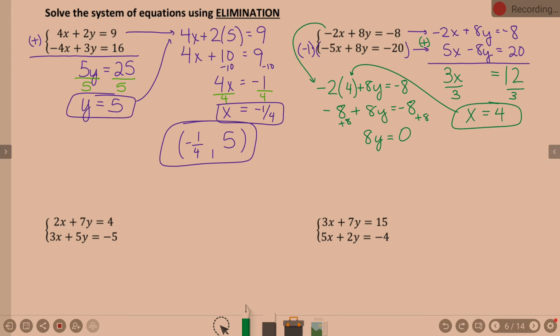Do I stop here and say no solution? Nope. I asked that because that's what some of you will do. Oh, there's a 0, no solution. No, we'll keep going. How do we solve for y? Divide by 8. 8's cancel. Y equals, what's 0 divided by anything? 0. If I have 0 cookies and I'm splitting them amongst 8 friends, each friend is getting 0 cookies. That's a good way.